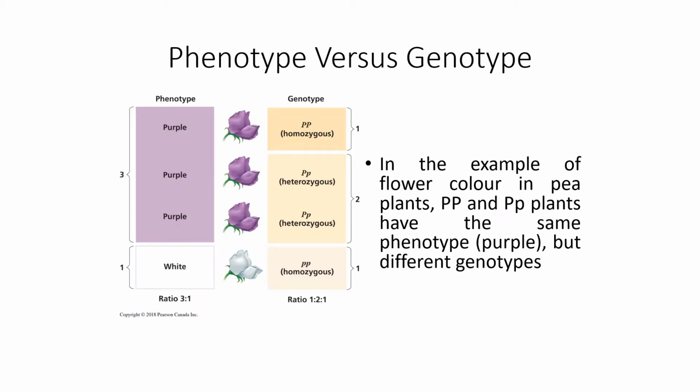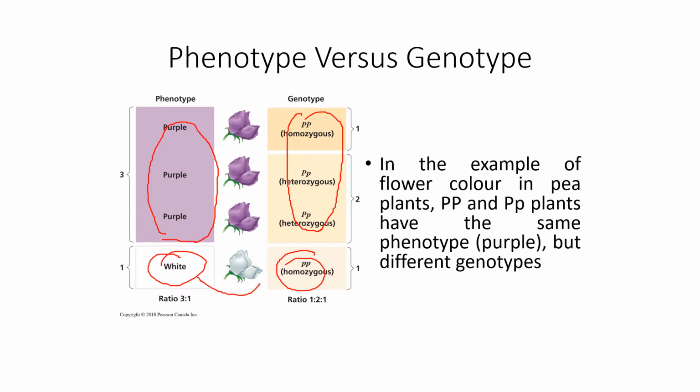And remember that in the case of Mendel, many plants can have the same phenotype. So this tree can have the same phenotype, but the genotype can be different. And here we have, in this case, only one option because this one is recessive.